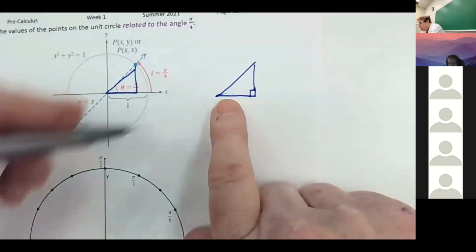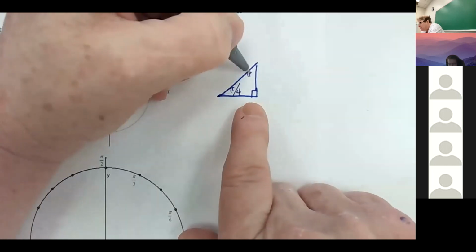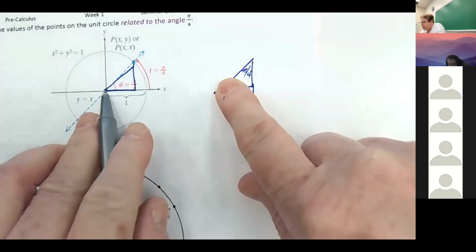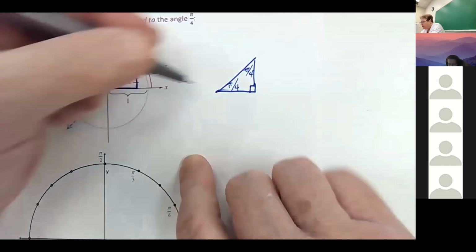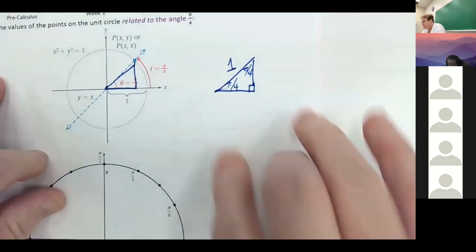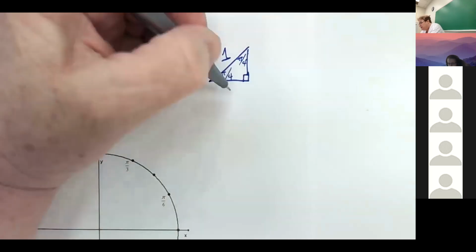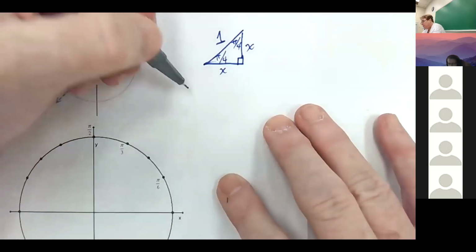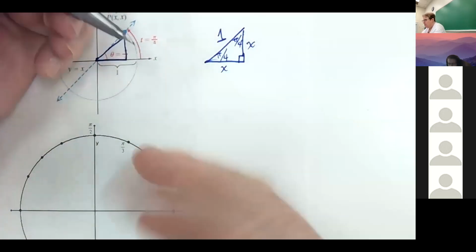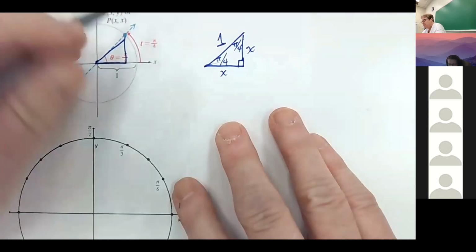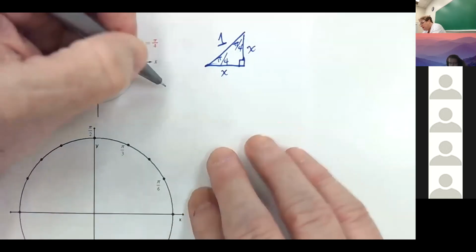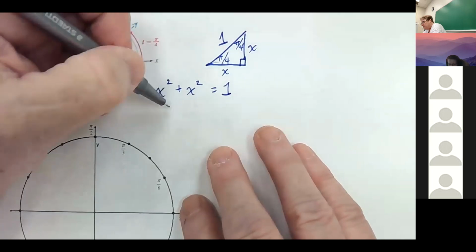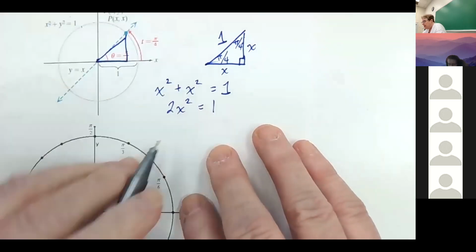It's a right triangle, and it's pi over 4, 90. And we know the distance from the origin to this point is going to be 1. We also know that the legs have the same distance. So I'm going to call them both x, and we want to find x. Because I know that this is the unit circle and x squared plus y squared is 1, I know that x squared plus x squared is 1. 2x squared is 1. And how can I find x?